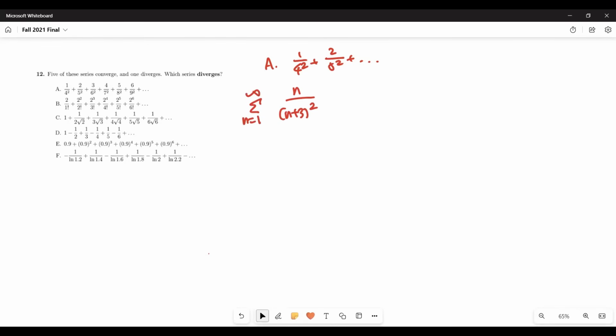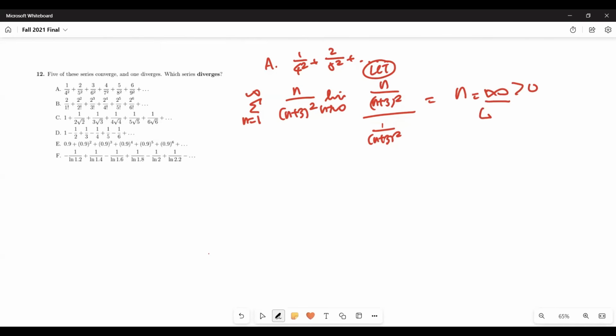I'm going to use the limit comparison test, so LCT. So it's n over n plus 3 squared, over, with the limit as n goes to infinity, not absolute value, 1 over n plus 3 squared, right? So this becomes just n, if you do the calculation. So n goes to infinity, so infinity is greater than 0. But if you remember the limit comparison test, it has to be a finite and positive value. So it's not finite, so it's going to be diverging. So A is not right. Wait, actually, that is the answer then.